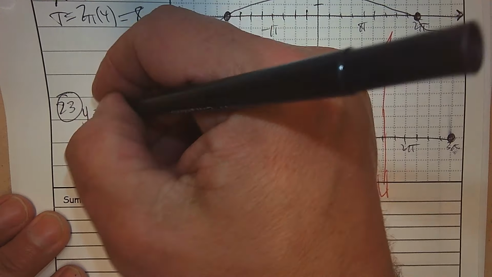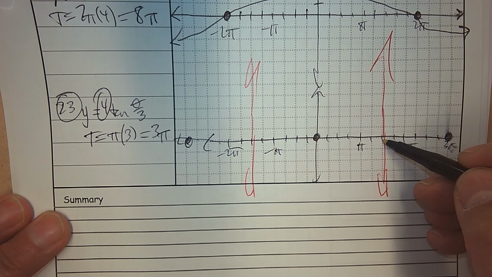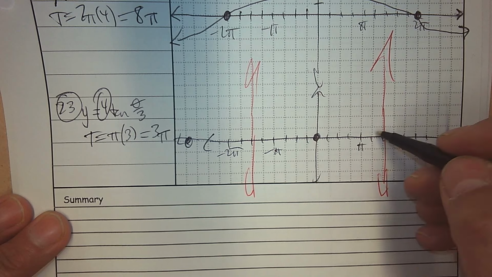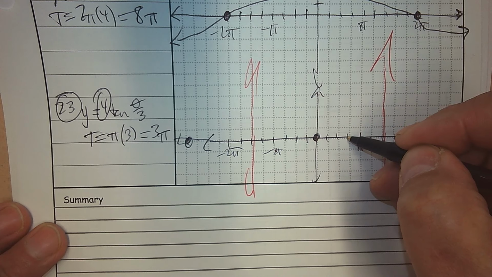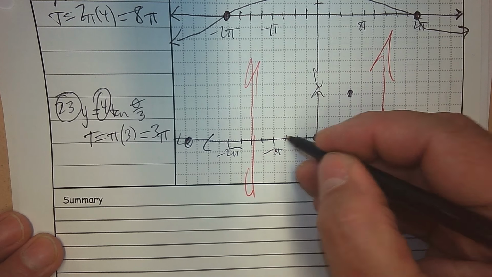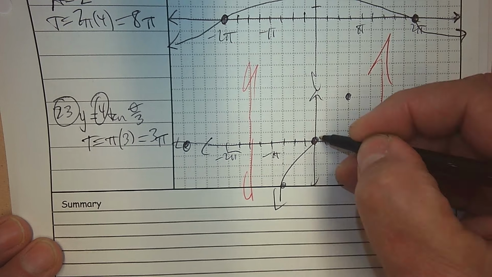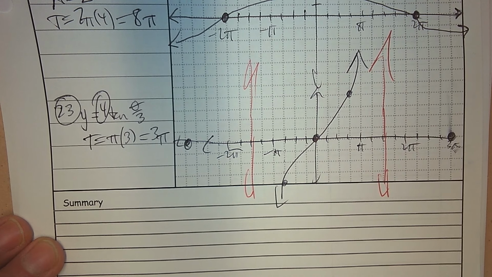Now, what does the 4 do? In the middle between the point of inflection and the asymptote, so find the middle between there, you're going to go up to 4. 1, 2, 3, 4. And then in the middle here, you're going to go down to negative 4. And those give you the points to curve through to make your tangent function.